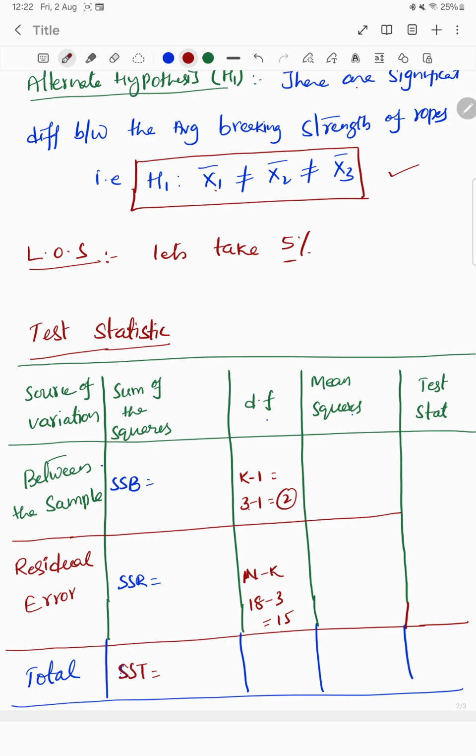Okay. Now coming to the mean squares. Mean is nothing but the total divided by degrees of freedom. So first of all, the mean square between the samples is represented by MSB. MSB is equivalent to SSB divided by k minus 1. Similarly, the average of residual error, MSR, is equivalent to SSR divided by n minus k.